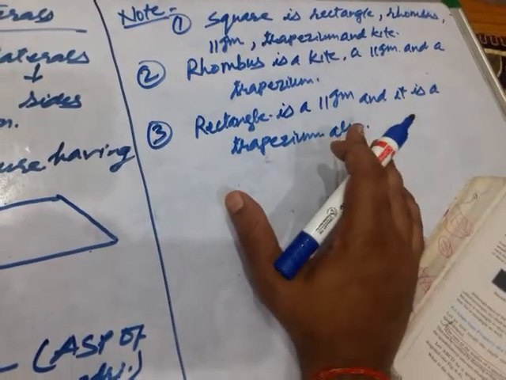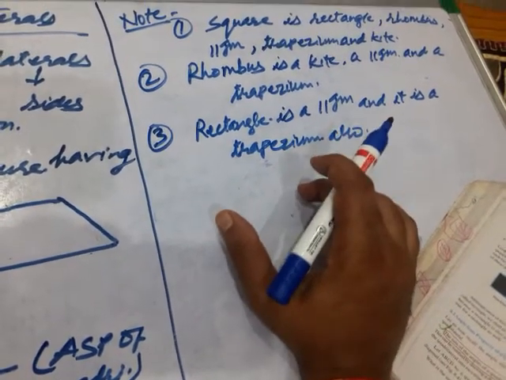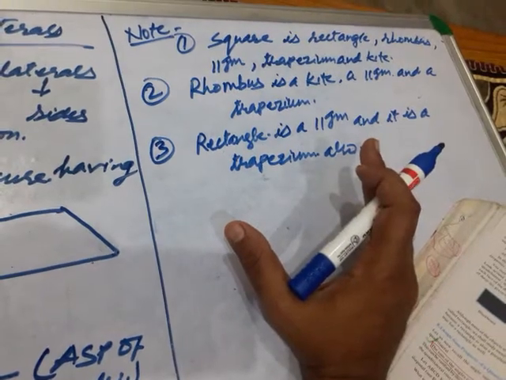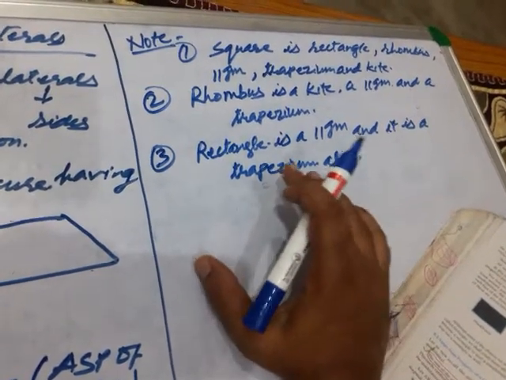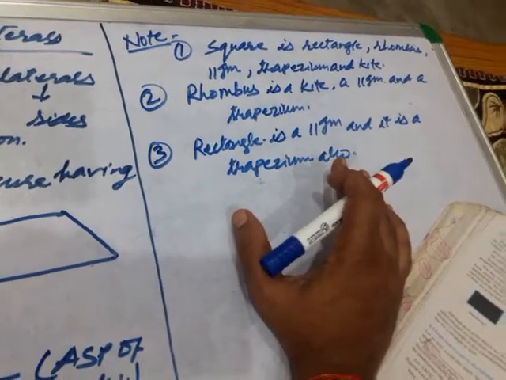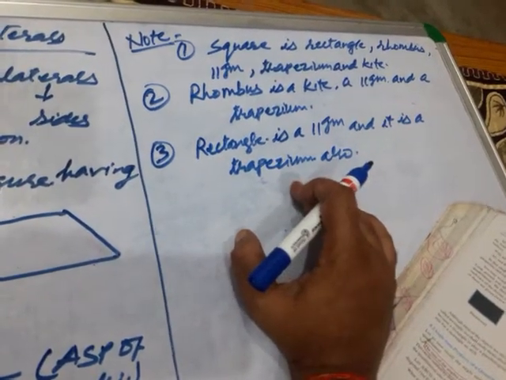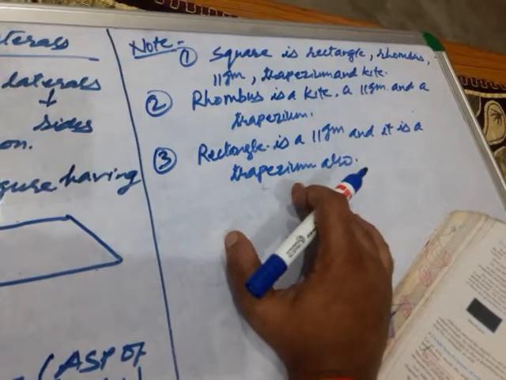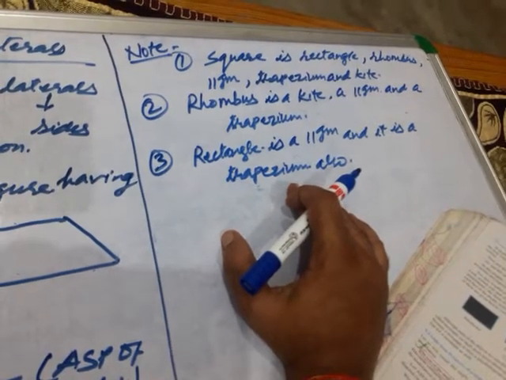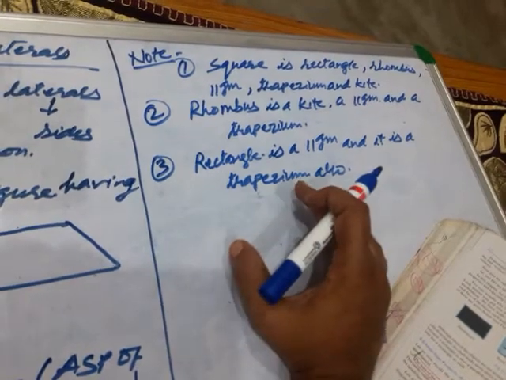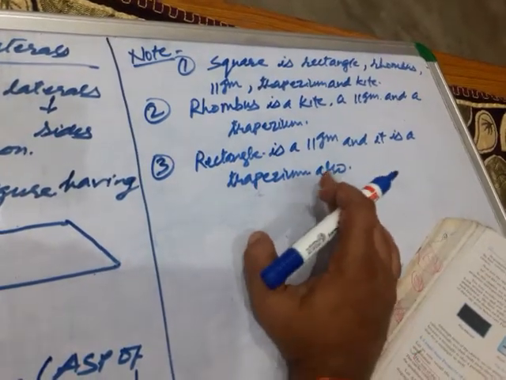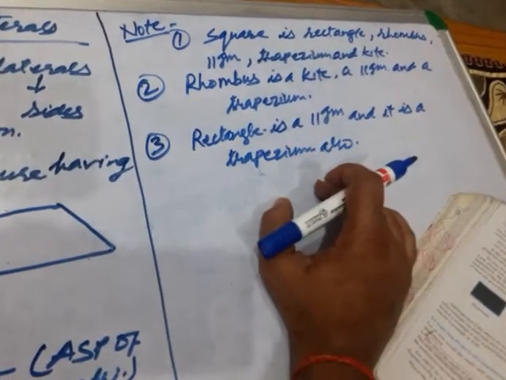Clear? Opposite sides are equal and parallel. Opposite angles are equal. Clear? It is following all the properties of a parallelogram, and it is a trapezium also. At least, what is the property of trapezium? At least one pair of opposite sides are parallel. So at least one pair of opposite sides are parallel in case of rectangle also. So rectangle is a parallelogram and it is a trapezium also.